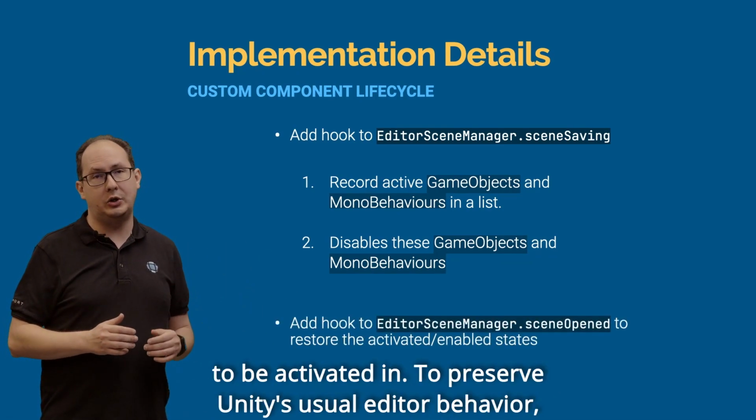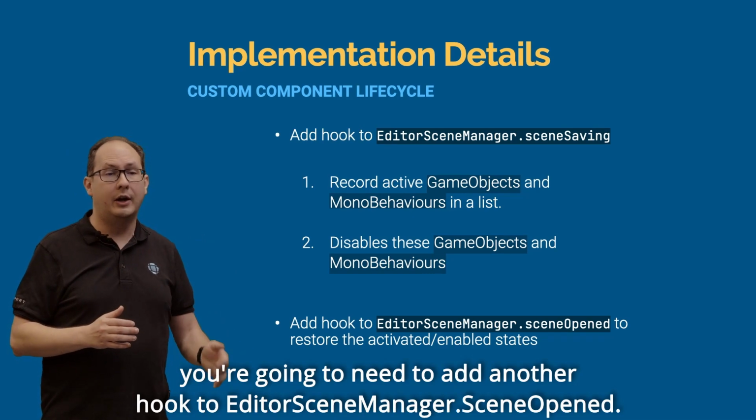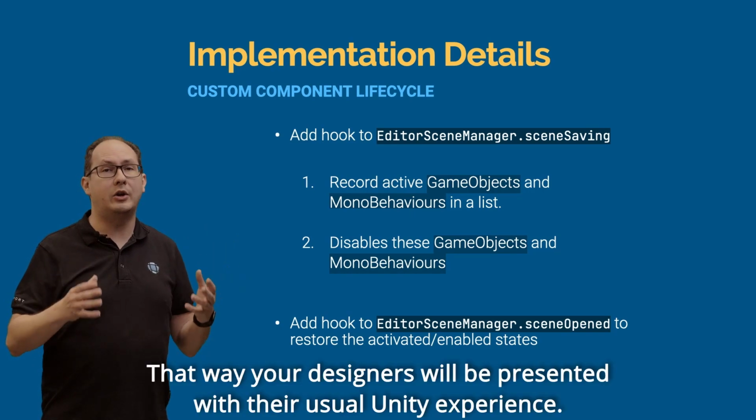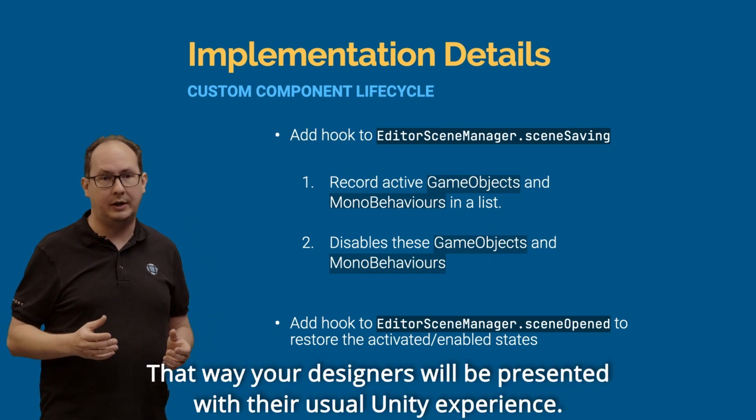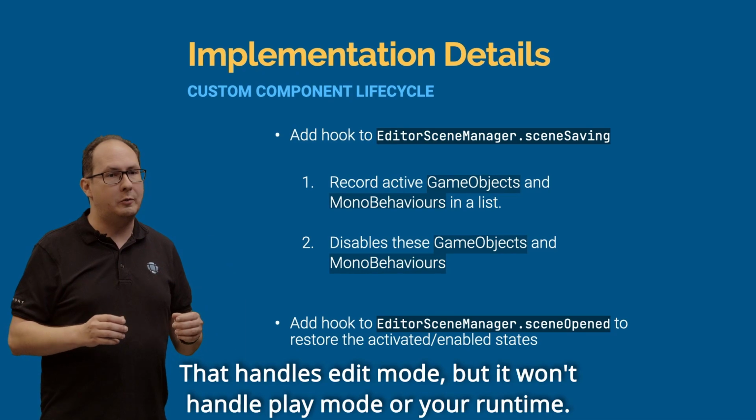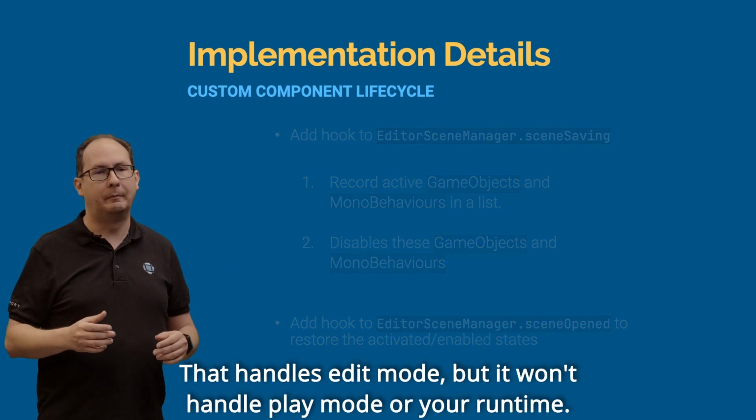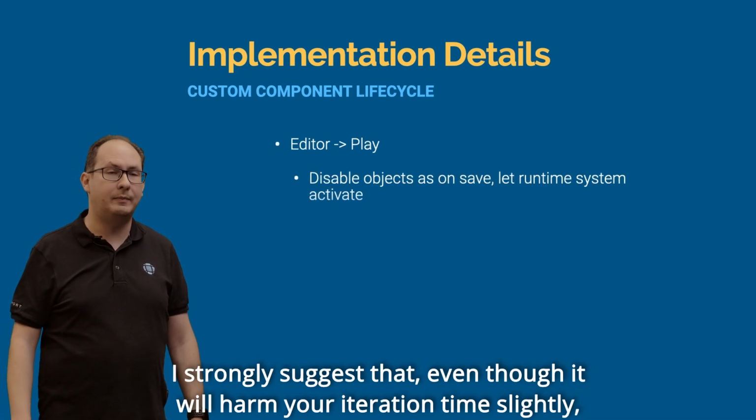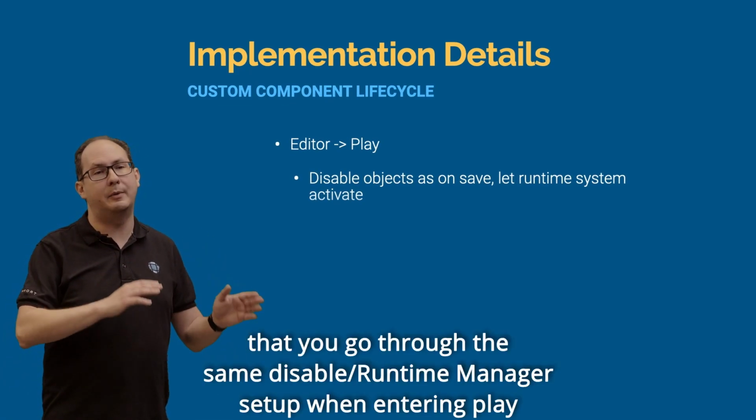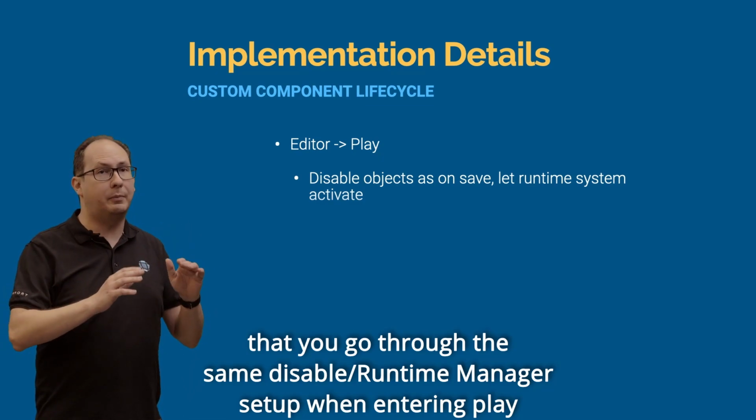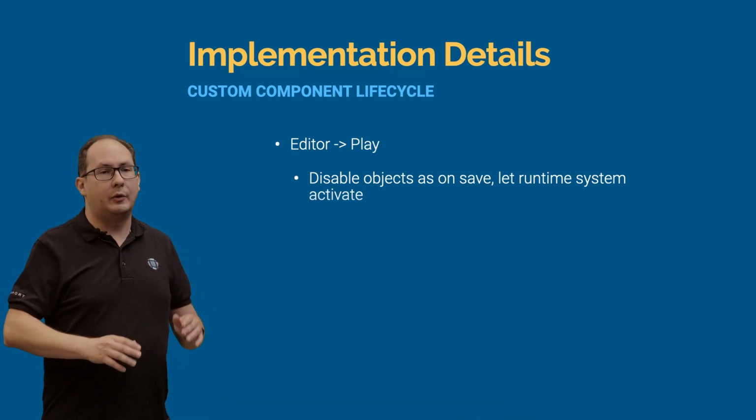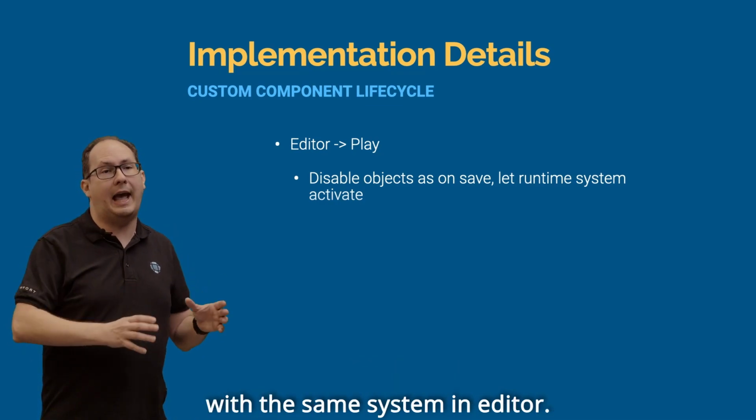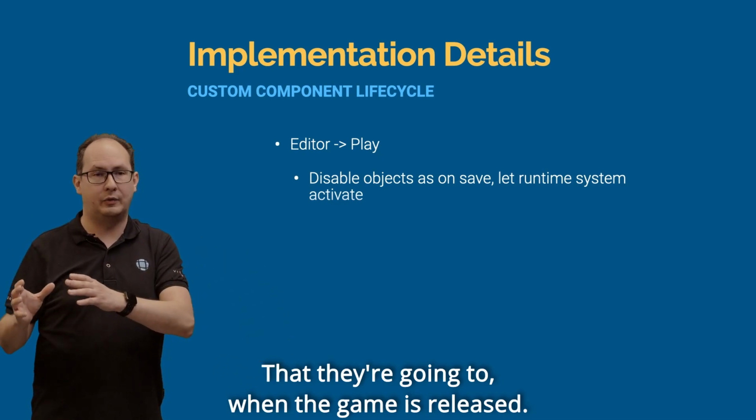To preserve Unity's usual editor behavior, you're going to need to add another hook to EditorSceneManager.sceneOpened so that it restores these states. That way, your designers will be presented with their usual Unity experience. That handles edit mode, but it won't handle play mode or your runtime. I strongly suggest that, even though it will harm your iteration slightly, you go through the same disable/runtime manager setup when entering play mode as you will in runtime. The reason for this is it ensures your designers and engineers are dealing with the same system in editor that they're going to when the game is released.